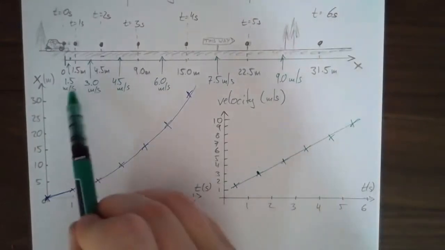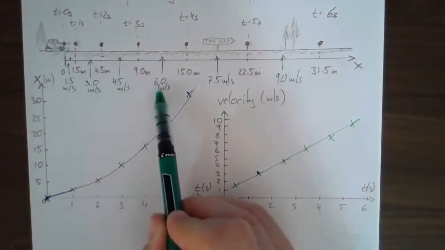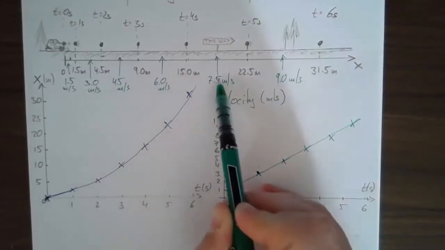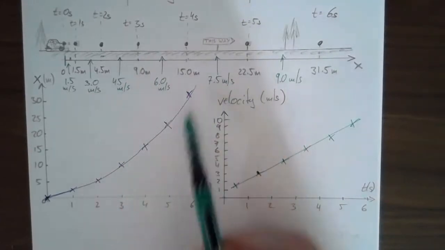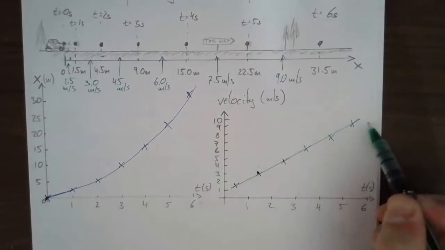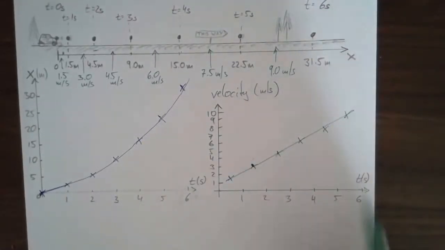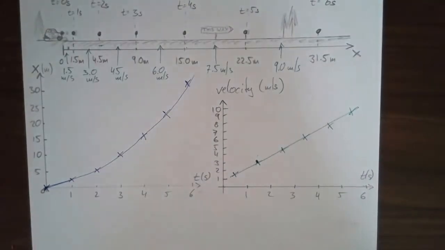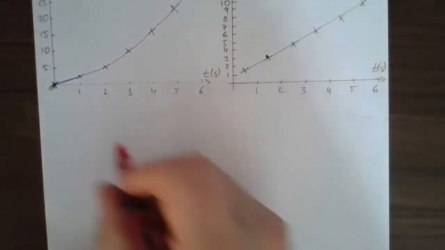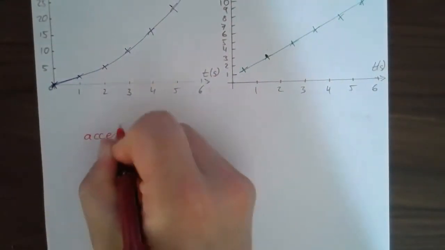So what you notice is because these increases are the same, it's the same amount of increase in speed every second to second, this is what creates a straight line graph. And this increase in velocity per second, that's what we mean by acceleration. Let's write this down. Acceleration.